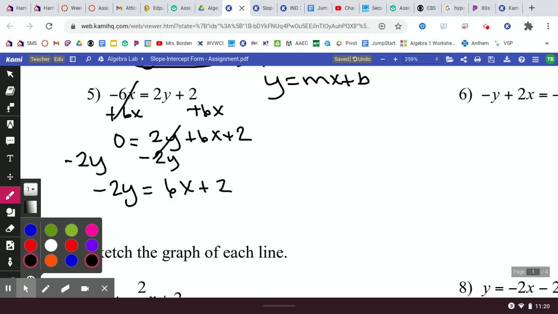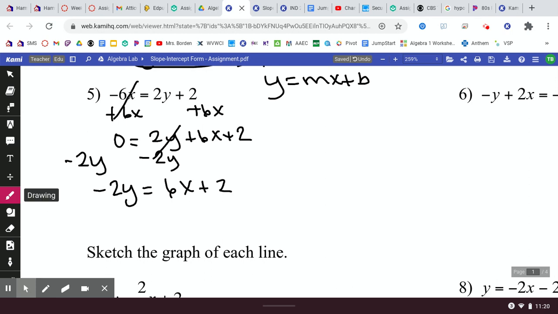Now, if you did that in a different order, if you moved the 2y first and then moved the 6x, it's fine. You still should get to negative 2y equals 6x plus 2. Now, what are we going to divide off? I want to get y by itself. What's attached to it? A negative 2. And how's it attached?